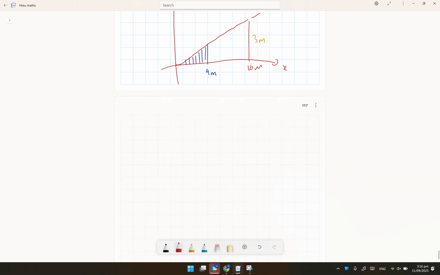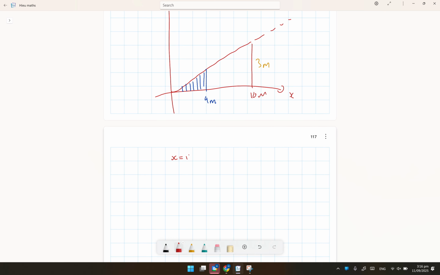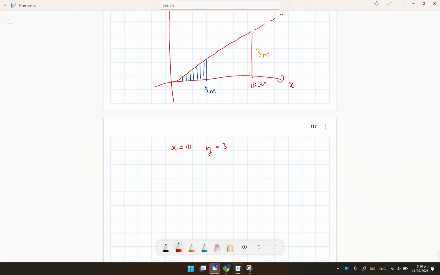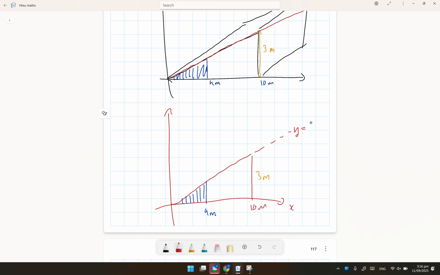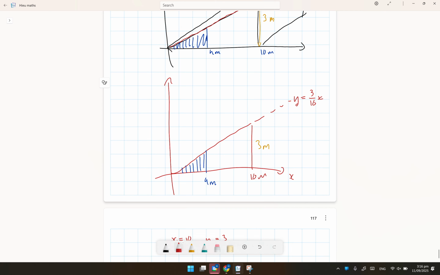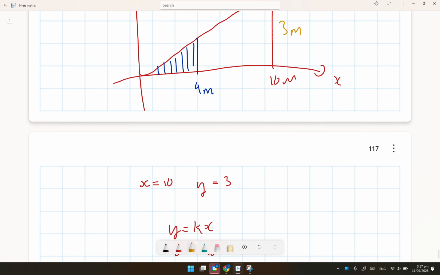So how do we find the equation of this line, right? Well, simple. At x equals 10, y equals 3. So that would mean that if y equals kx, right, and 3 equals k times 10, remember x equals 10, y equals 3, then k would be equal to 3 over 10, and therefore this line has an equation of y equals 3 over 10x. That's it. So we have the equation of this line, and this line is going to give us the height at each x.